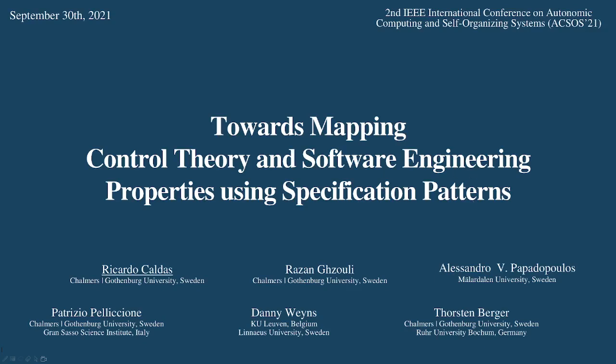Hello, I am Ricardo, and I'll be presenting our vision paper that is a result of an ongoing collaboration with Razan, Alessandro, Patrizio, Danny, and Thorsten. In this paper, we argue in favor of using specification patterns to map properties of control theory and software engineering.